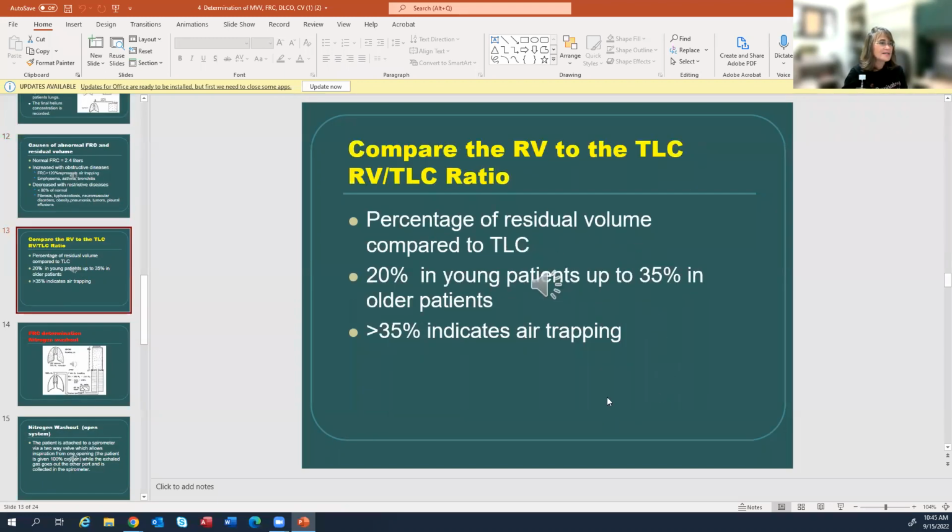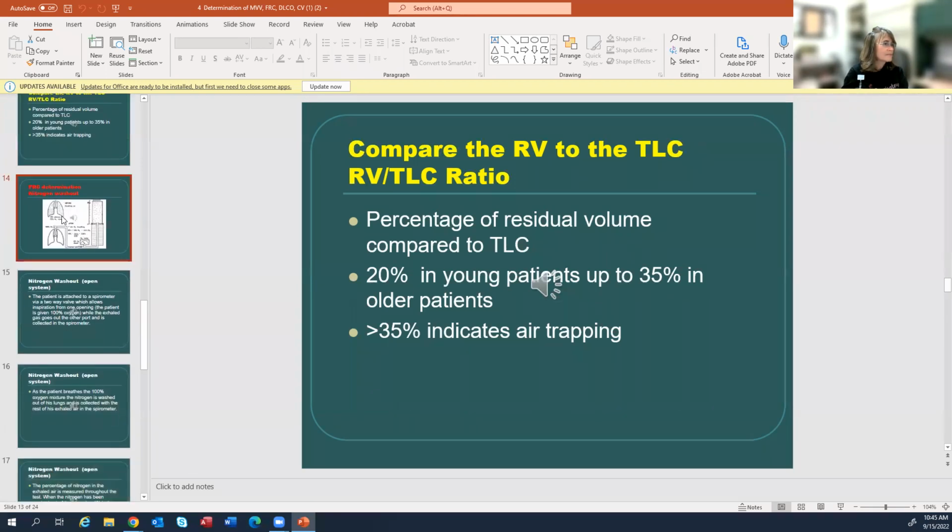Another thing on the testing is looking at residual volume to total lung capacity. If it's greater than 35%, it indicates air trapping.